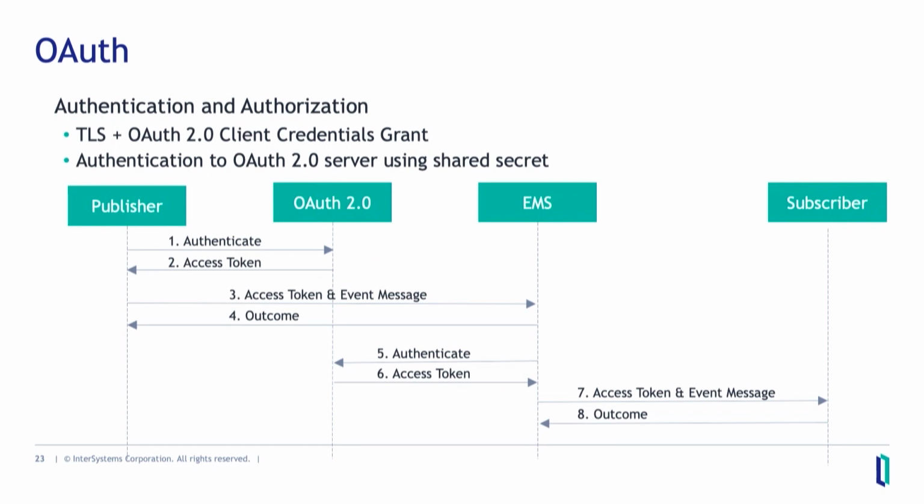Let's look at the message flow in a slightly different format. Publisher starts off, talks to the OAuth2 server, the access token comes back, sends the access token and the event message to the EMS. The EMS says yes or no, assuming it says yes. Then the EMS will get an access token and then use that access token to go and talk to the subscriber. Okay, hopefully that's all reasonably clear now.